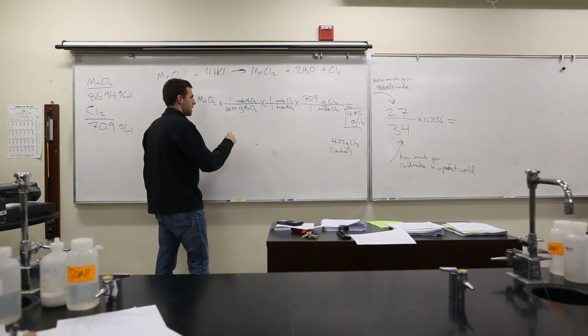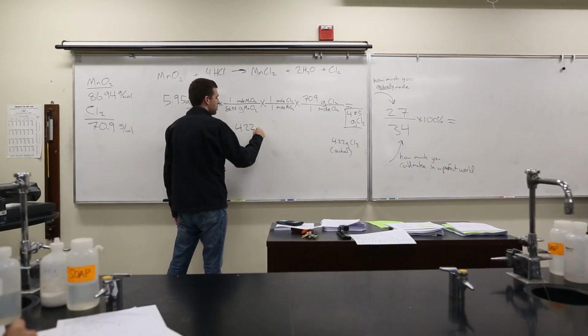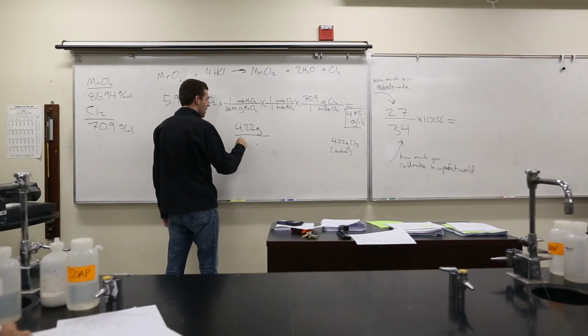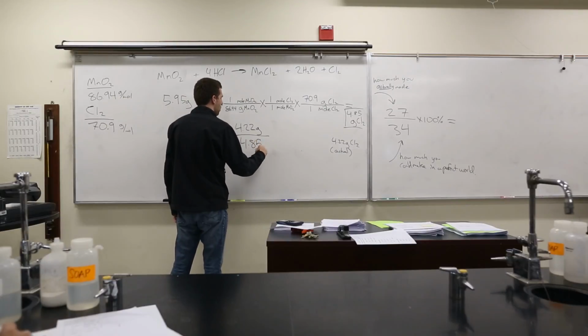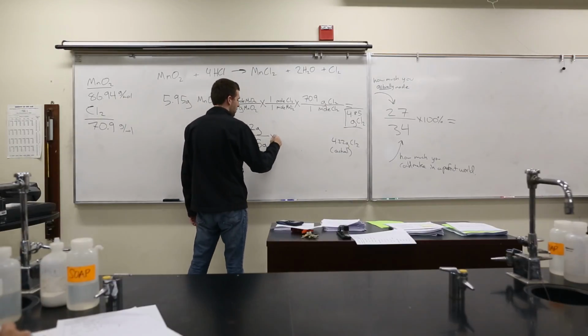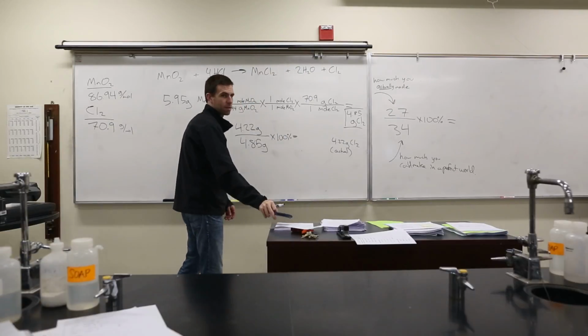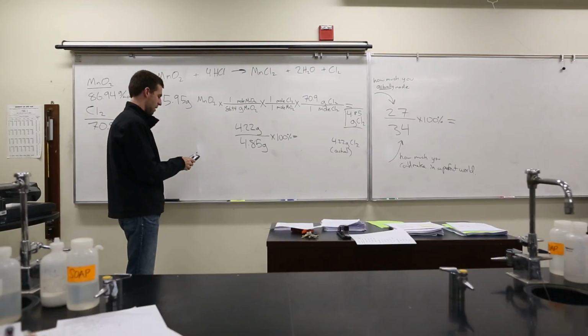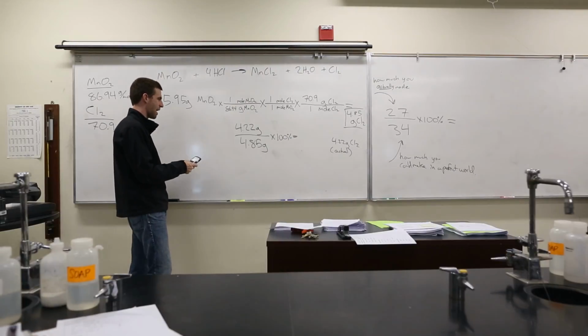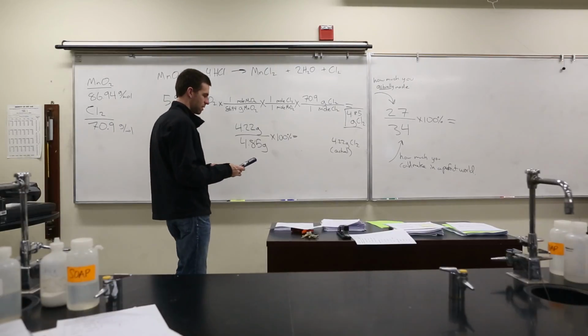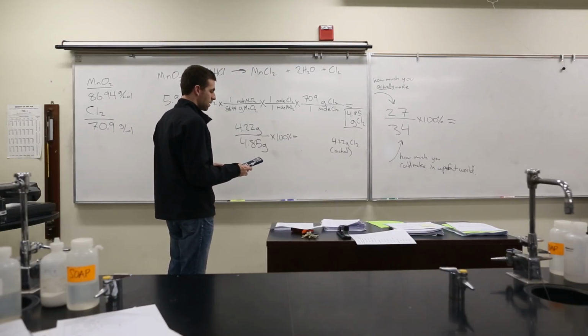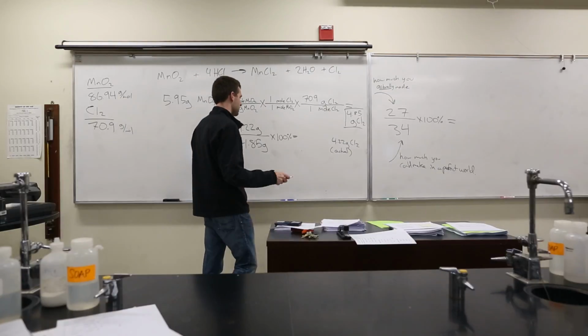How do I set this up to find a percentage? 4.22 grams, what I actually made, divided by 4.85, what I should have made in a perfect world, times 100%. So, if we were to give the reaction a grade, what's the reaction's grade? It should be about 87%. 87.0%.